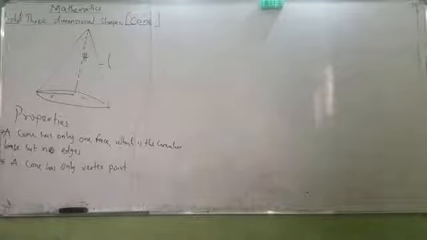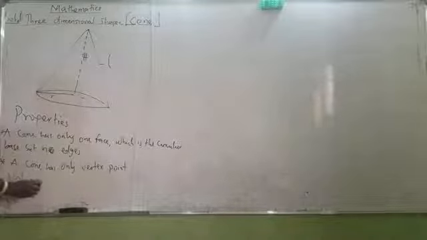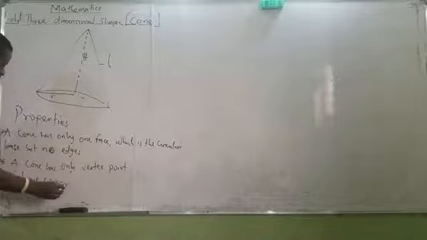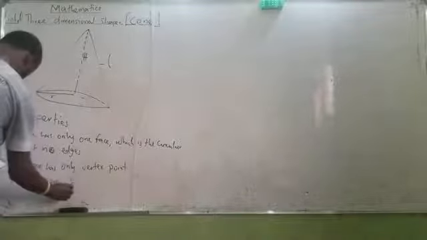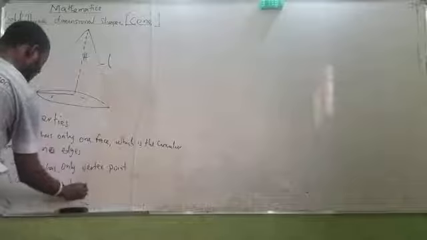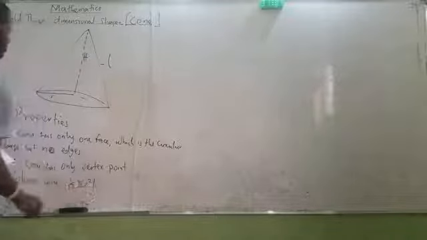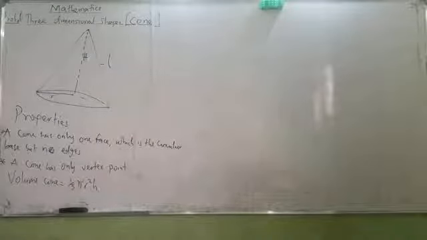And volume of a cone. Volume of a cone is equal to what? One-third pi r squared h. That is the volume of a cone.